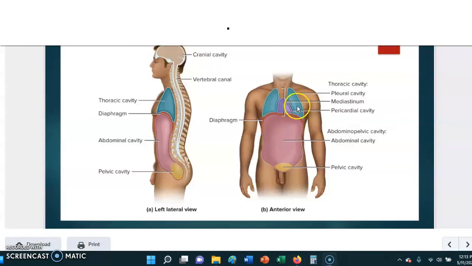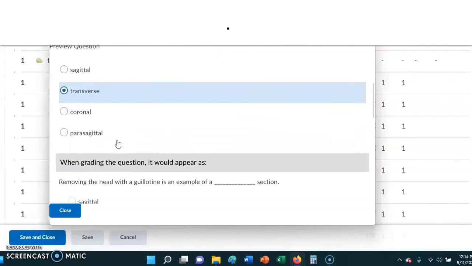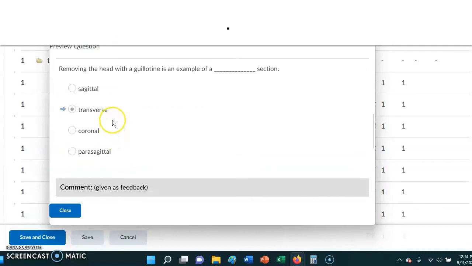The other answers were sagittals, right? Sagittal would cut the body right here in the middle. That's not what the guillotine does. The other one would be coronal. It would cut the body like this. And that's not what the guillotine does either. And parasagittal would be coming on the side, which is even worse, right? That's not going to cut the head at all. So going back to the question, the answer should be transverse. Scrolling down, we can see that the answer is transverse.